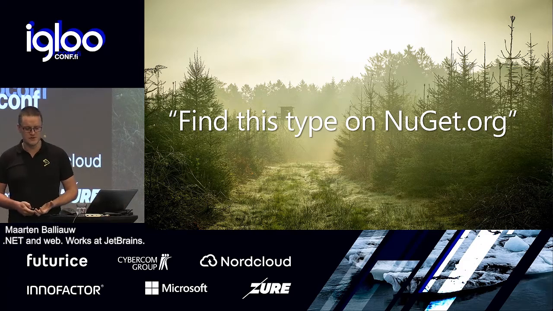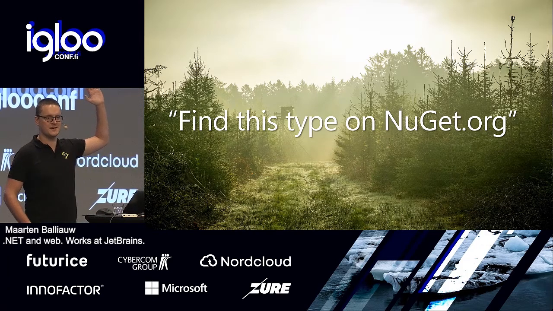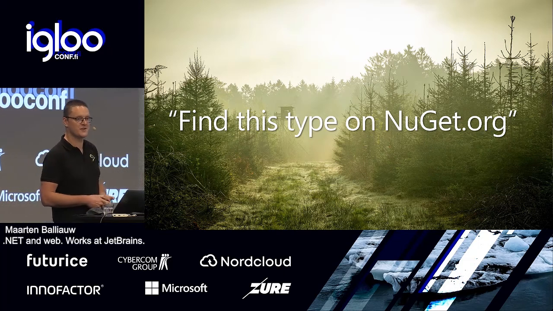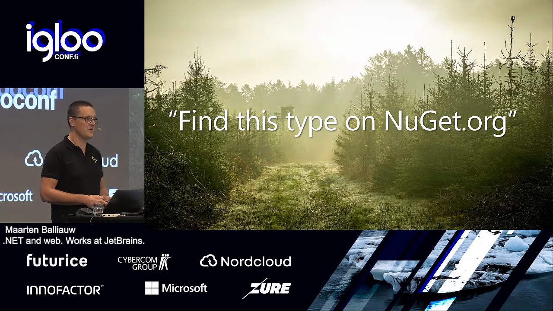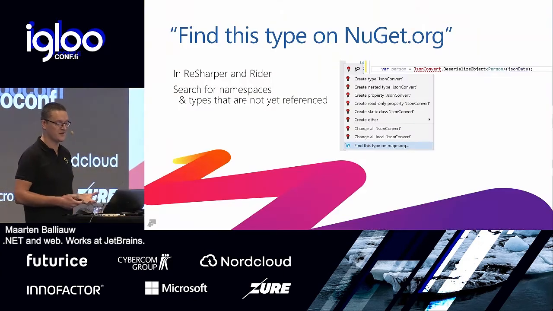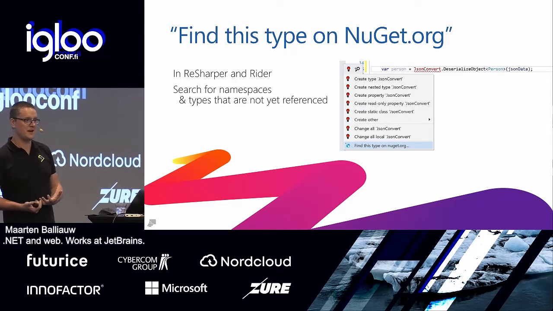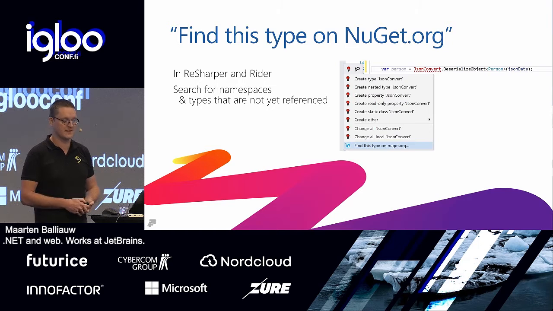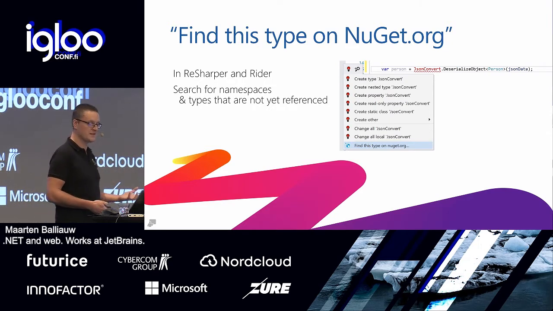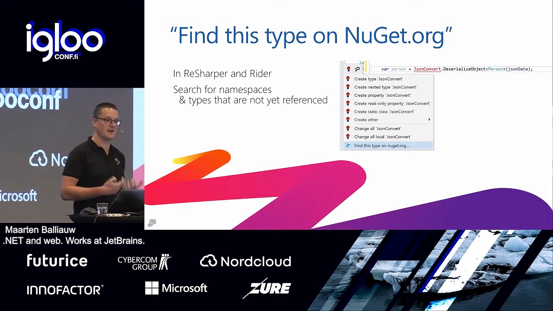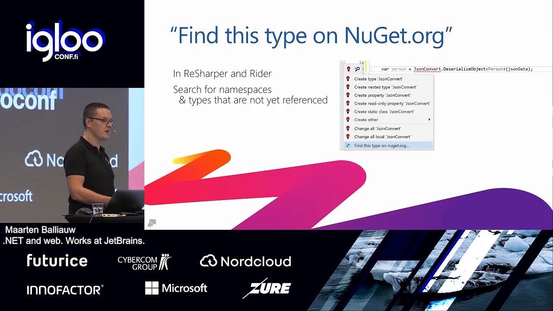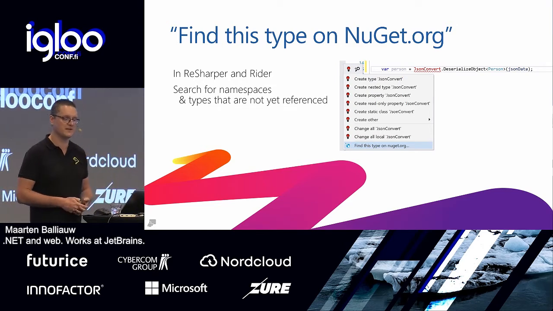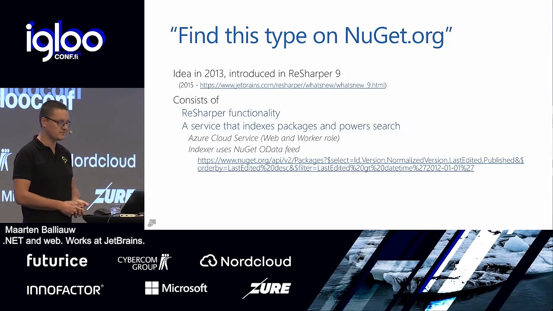So is any one of you using Rider or ReSharper from JetBrains? Okay, cool. Has anyone used the Find This Type on NuGet feature in there? Okay, one person, cool. That's actually a very nice feature, because it allows you to write code, and whenever you are using a type that is not yet referenced in a NuGet package, for example, we will show you this quick fix where you can find this type on NuGet.org, and it will install the package into your project or solution, reference it, and make sure your code compiles and you can continue working. So really, really useful to do that.